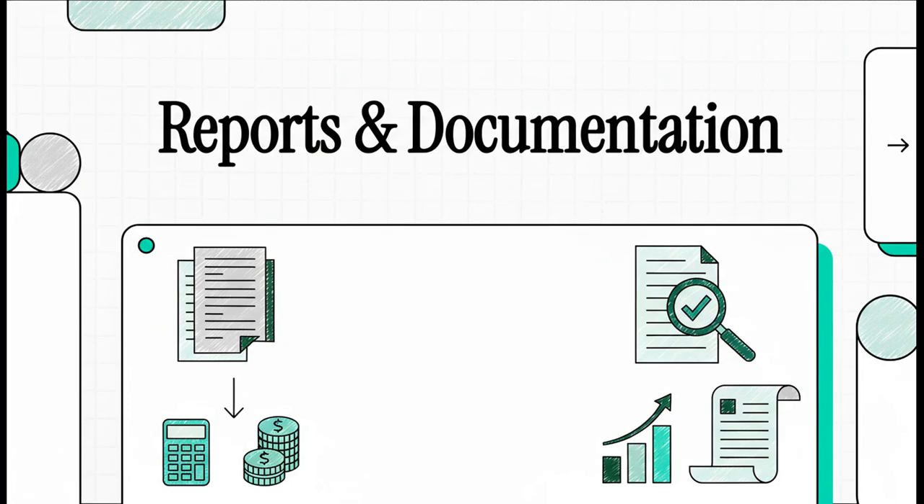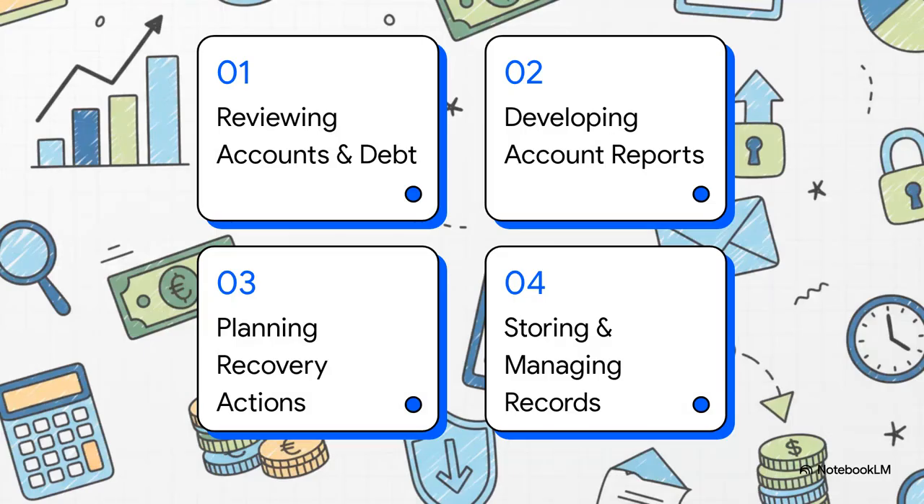Welcome! In this explainer, we're going to break down the formal procedures for preparing financial reports and documenting recovery actions, using the provided learning guide as our framework. So here's what we'll be covering. We're going to start with a review of accounts and debt. Then we'll move into developing key account reports. After that, we'll cover planning recovery actions, and we'll finish up with how to properly store and manage your records.